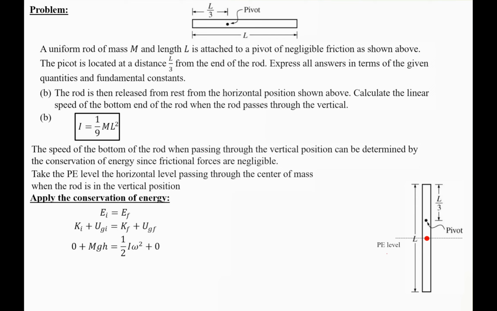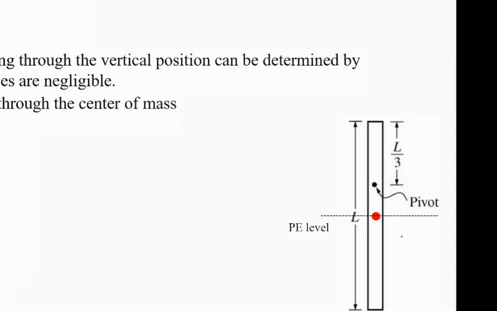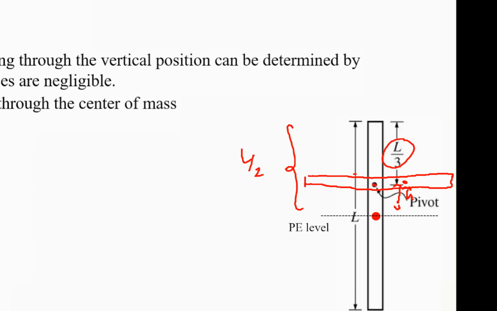Now what does h represent? H represents the initial distance of the center of mass to the PE level. Initially, before the rod reaches the vertical position, because it's rotating around the pivot, it has the following position. And the center of mass is located somewhere here. Now that would be the distance h. If all of that is L over 2 and this distance is L over 3, we're interested in h. H in this case would be L over 2 minus L over 3, which is basically L over 6.